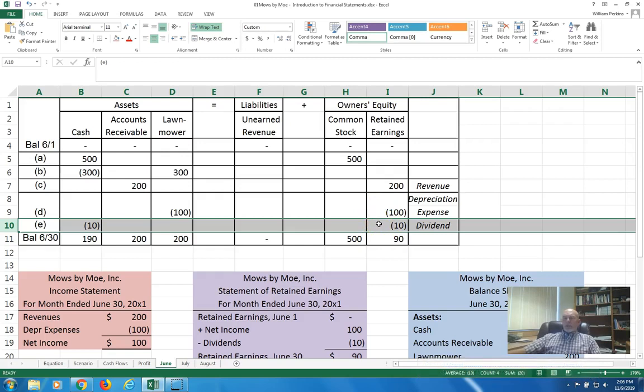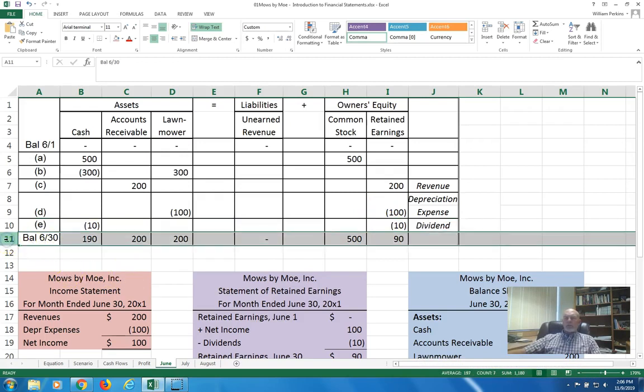When you get to the end of an accounting period, like a month or a year, first thing you want to do is add up your columns and make sure that your accounting equation is in balance. And you'll notice we have assets that add up to $590, and over here we don't have any liabilities, but we have owner's equity that adds up to $590, so we're in good shape. We're in balance.